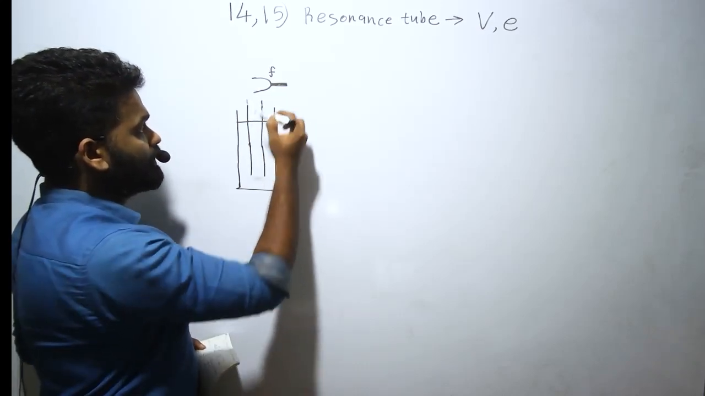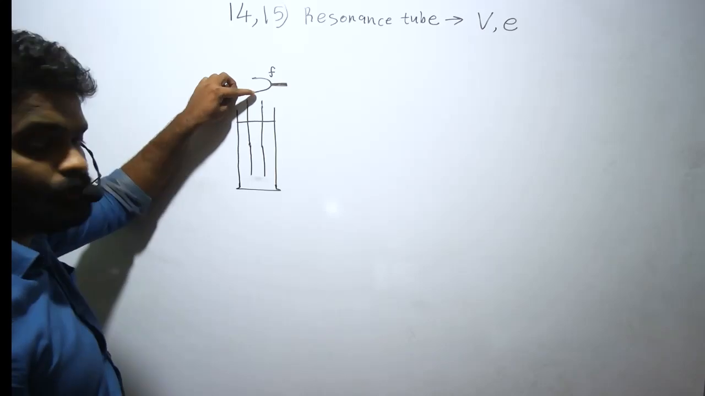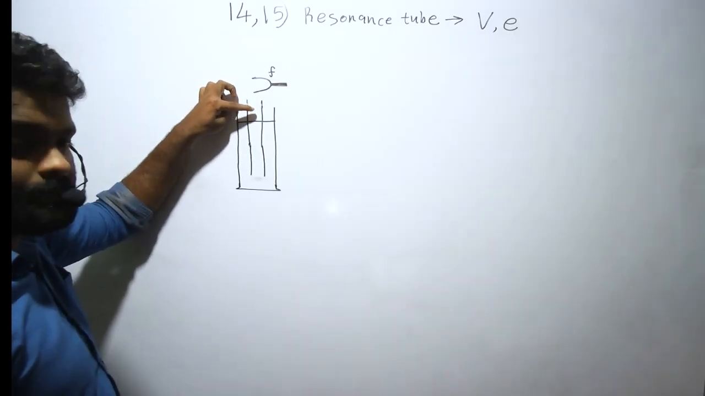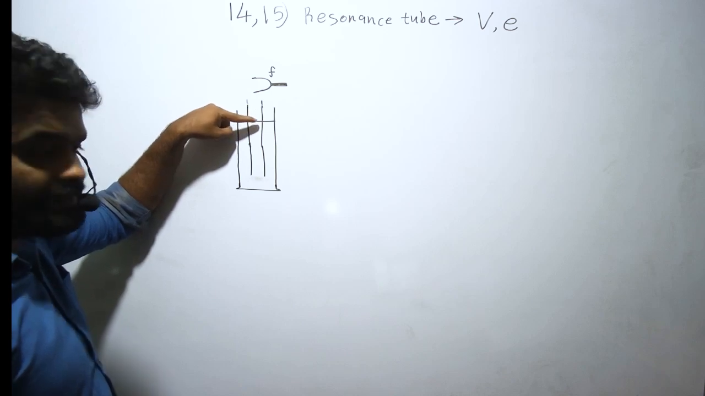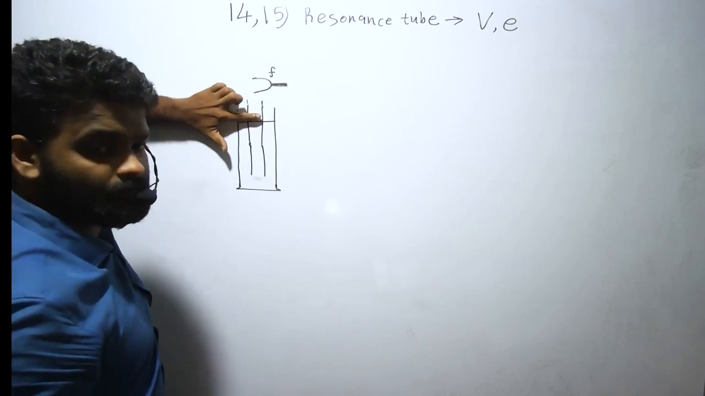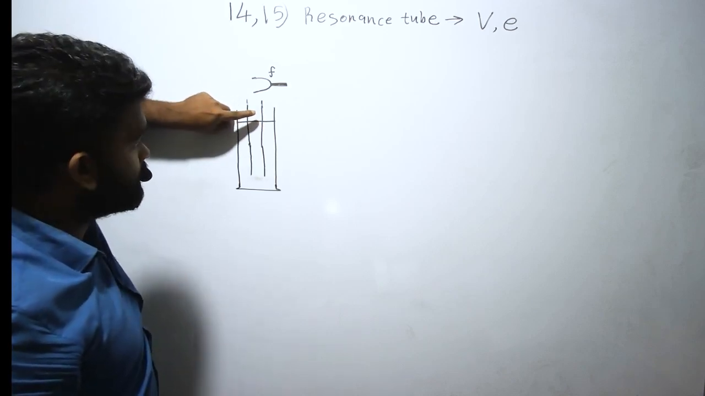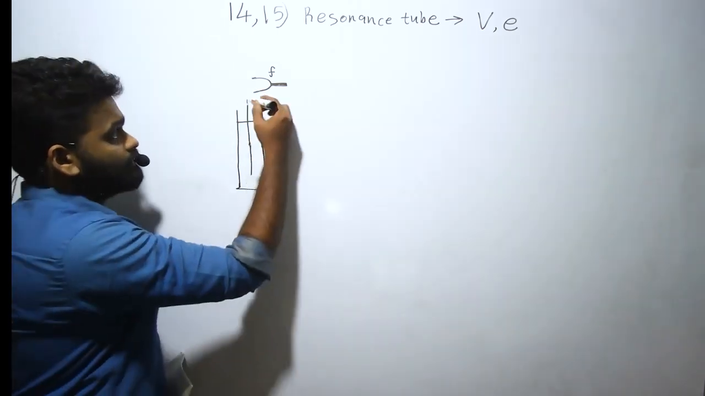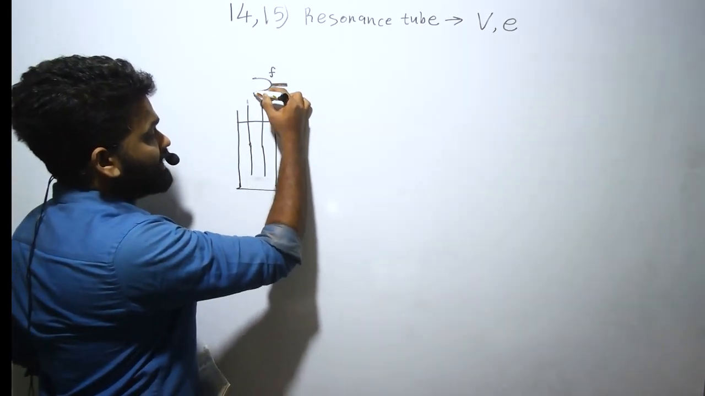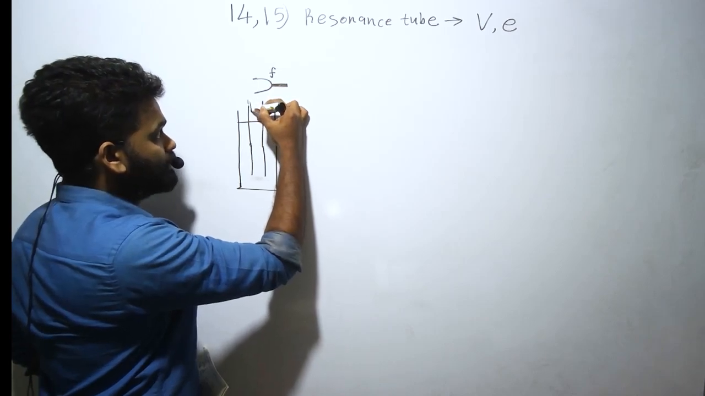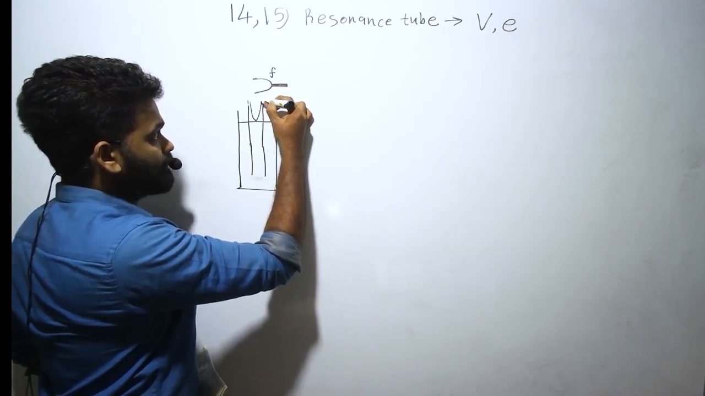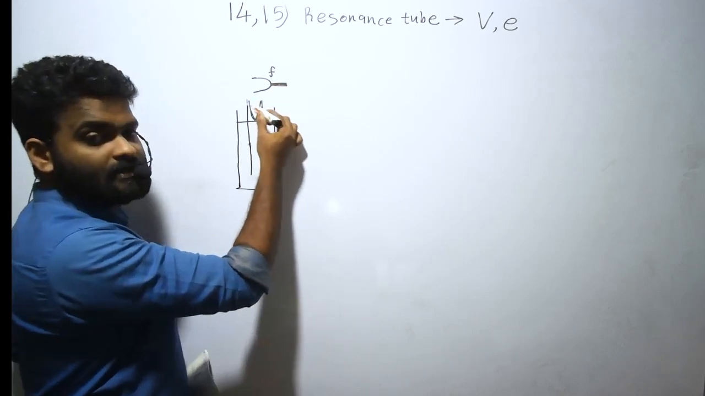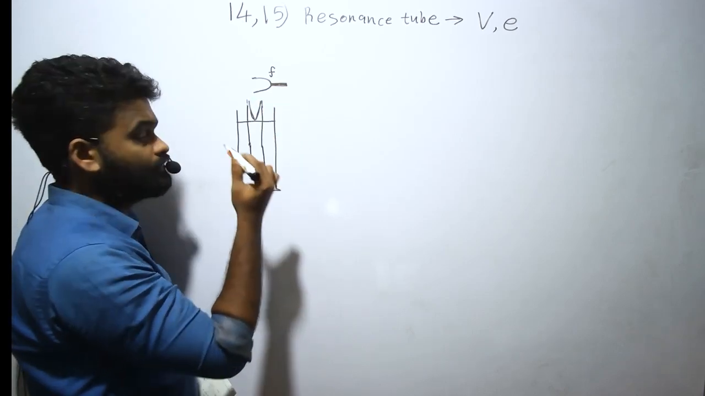Then what happens to the wave? This sound wave is a longitudinal wave. It goes into the pipe, then reflects off the water level. The reflected and incoming waves create a standing wave here. So the standing wave is like this. This is the fundamental shape of that standing wave.